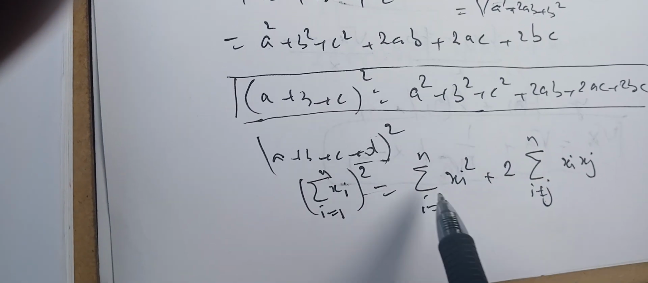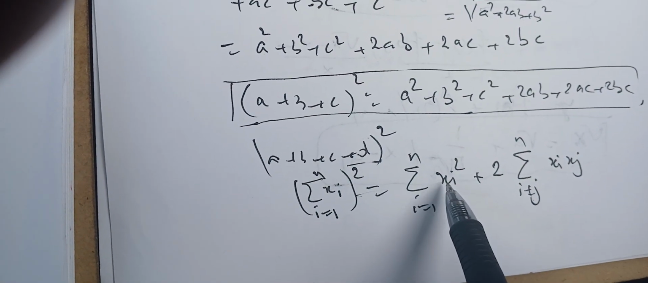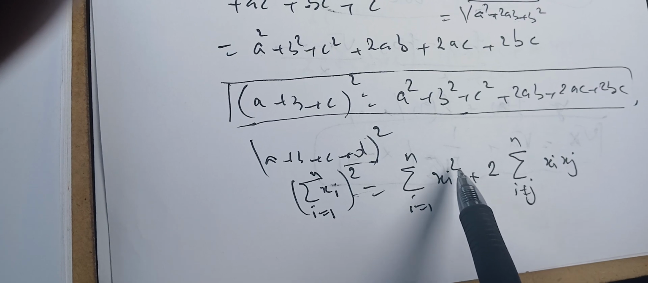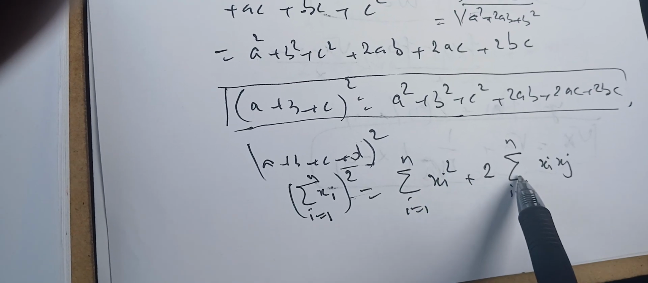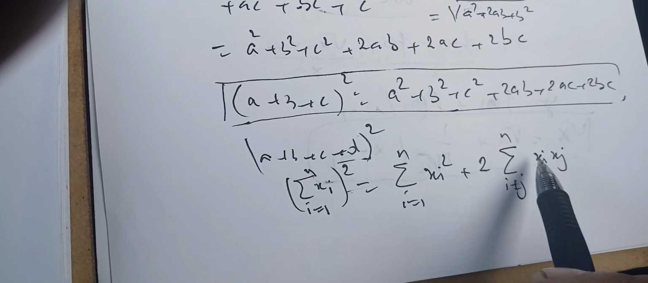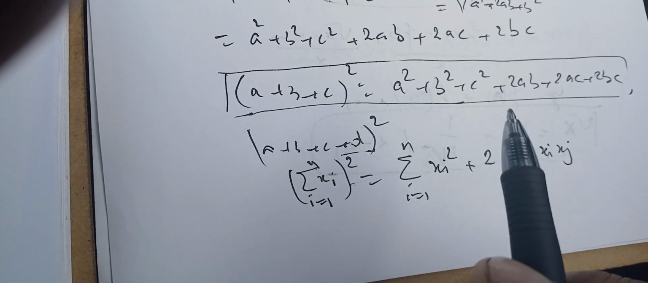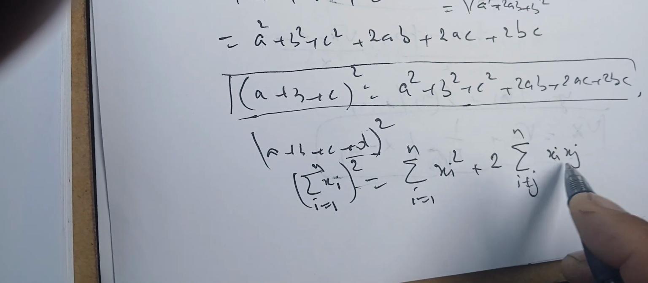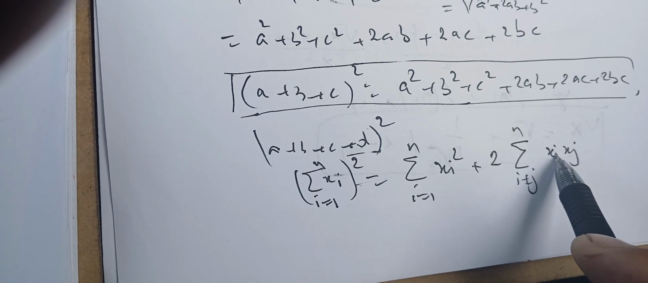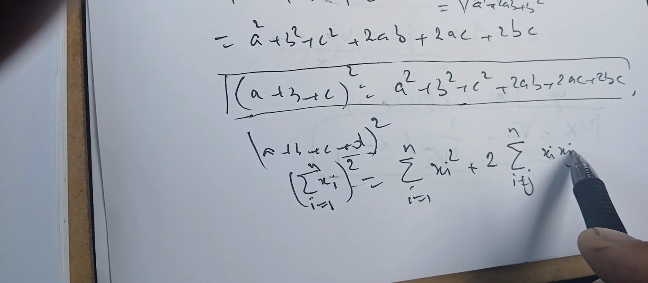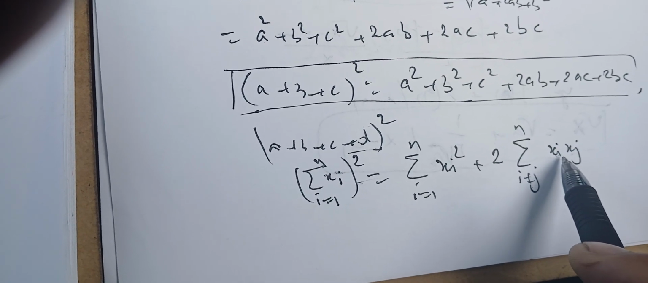In the case of 2, we have x1 squared plus x2 squared plus 2 times x1 x2, and that's it, because that's the only case where they are different: when this one is 1 and this is 2, or this one is 2 and this is 1.